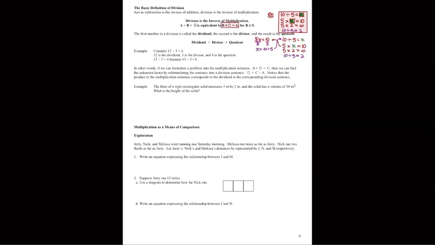The example: the floor of a right rectangular solid measures... So that's your classic rectangular solid. I'll try to draw it in a second. I could also copy and paste it from the previous page, but I like to give it a shot at least first. The floor of that rectangular solid measures 3 by 2, and the solid has a volume of 30 cubic meters. What's the height of the solid?